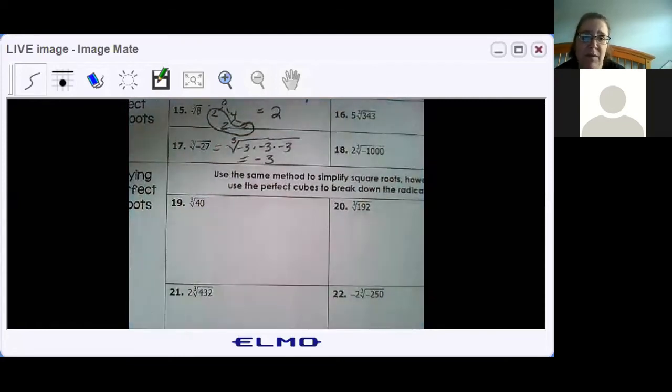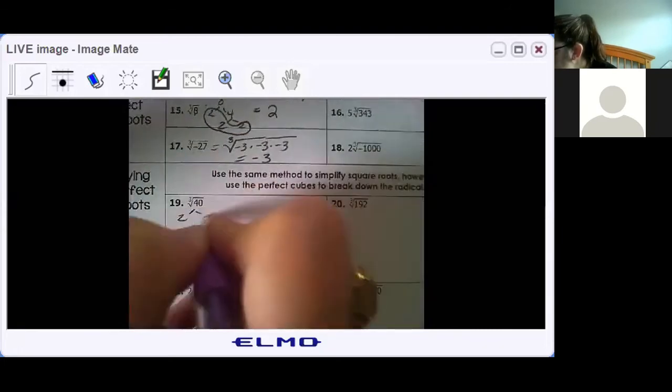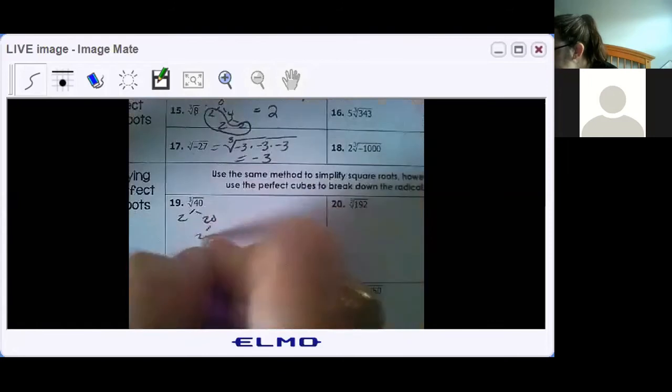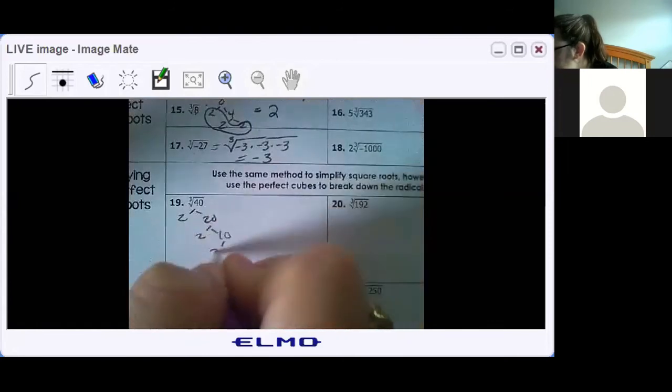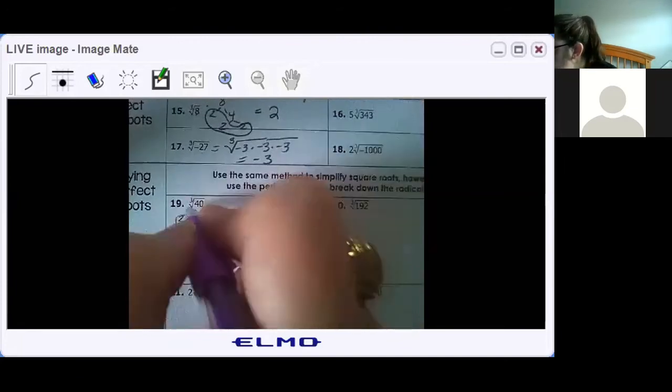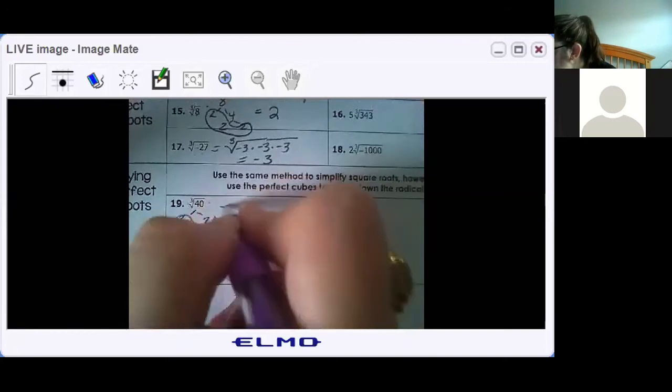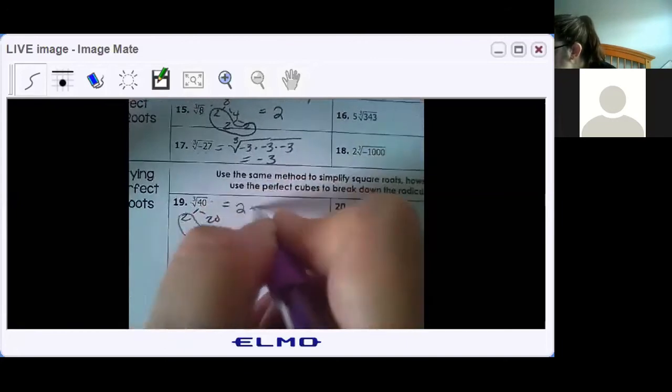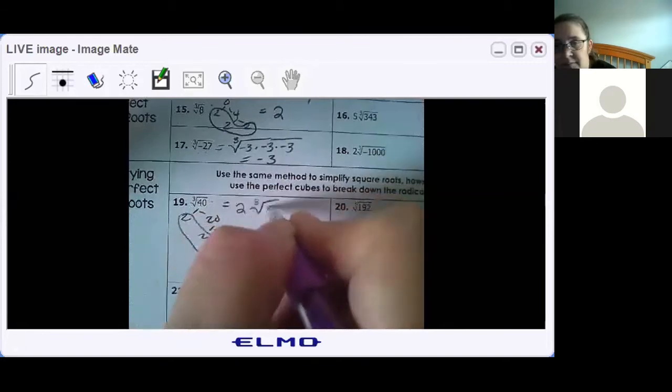We're still going to use the same idea though. We're still going to do our factor tree, but instead of looking for groups of 2 factors that are the same, we're going to look for groups of 3 factors that are the same. So with 40, 40 is 2 times 20, which is 2 times 10, which is 2 times 5. So right here along this outside edge, we have 1, 2, 3 2's that we can take out. So the cube root of 40 is equal to 2 times the cube root of 5.